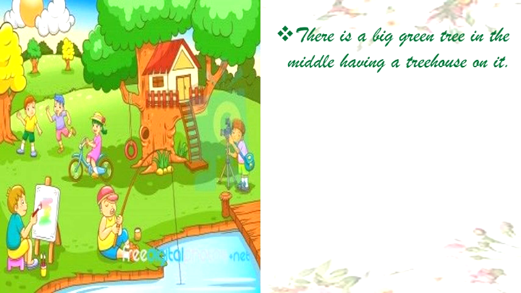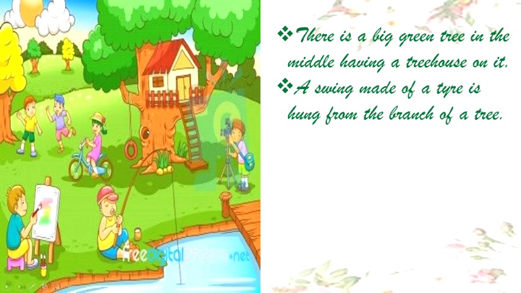Okay, children, you can even describe this tree house. For example, the tree house is red and white in color. There's a ladder that is there to reach the tree house. That will also be fine. A swing made of a tire is hung from the branch of a tree. So when we are describing a tree, we should describe all the major things that we can see on the tree. Okay? So we talked about the tree house, then the swing made of a tire.